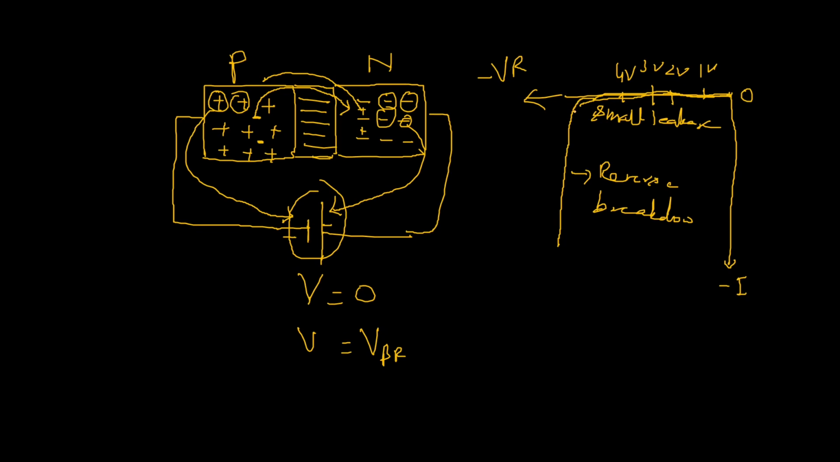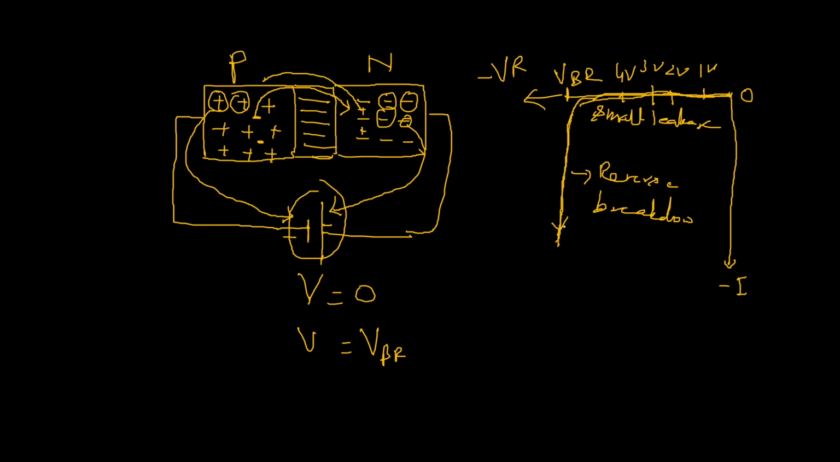This movement of charge carriers will collide with other atoms, and many other covalent bonds will get broken. Then you get a lot of minority charge carriers generated. Because of that, there will be a drastic increase in the flow of minority charge carriers. That is, there will be a drastic increase in the reverse current flow, and that happens when the voltage reaches the breakdown voltage. Okay, so this is how your reverse breakdown will take place.